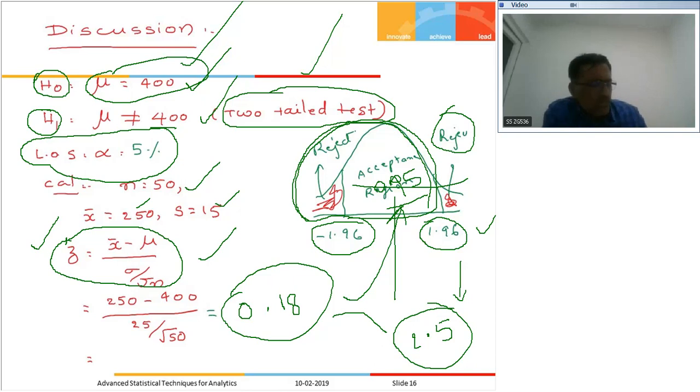If you follow that overview what we had, go through it and understand how the testing of hypothesis is done. Any doubts? Because once you understand this process, it's very simple to do any problem. Any doubts that you have?